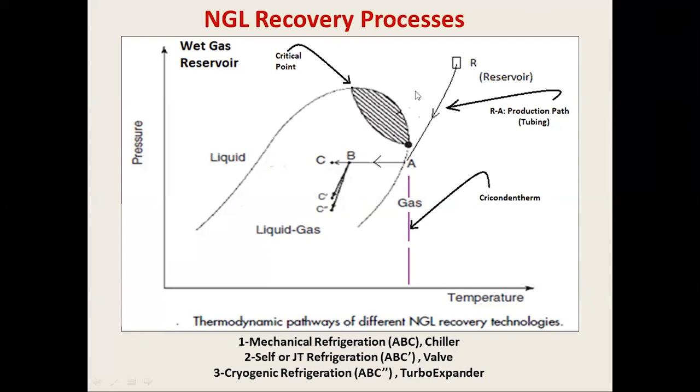Again, as I told you yesterday, this line here, we call it the cricondentherm. It is very important to determine what type of reservoir we have. We have a wet gas reservoir. Why? Because the reservoir temperature is on the right of the cricondentherm. It is higher than the temperature of the cricondentherm.